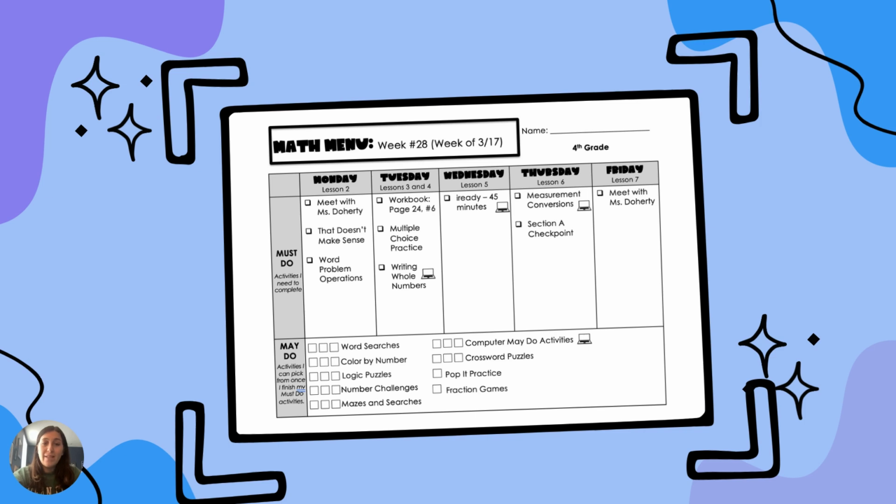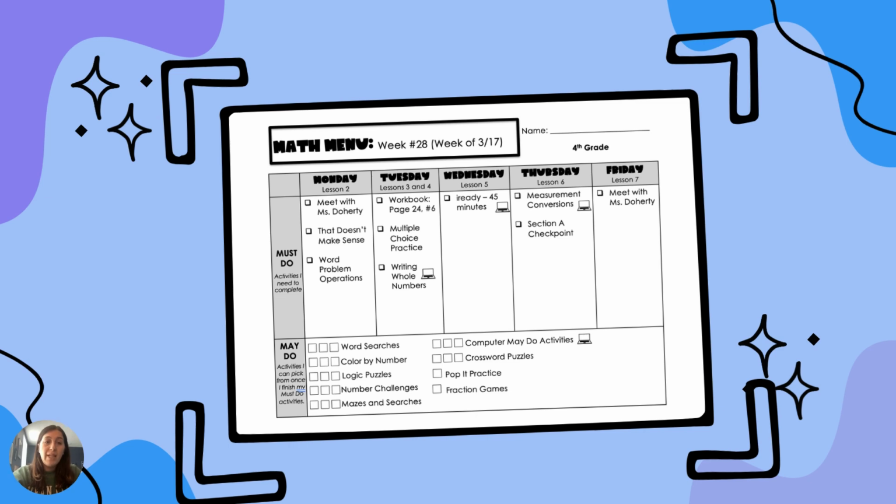I have the lesson for each day so students know. I have the week at the top. And then under each day are our must-do activities. So these are things that students are required to do. And then under that are your may-do activities. Those are the activities students can move on to when they finish their must-do activities.